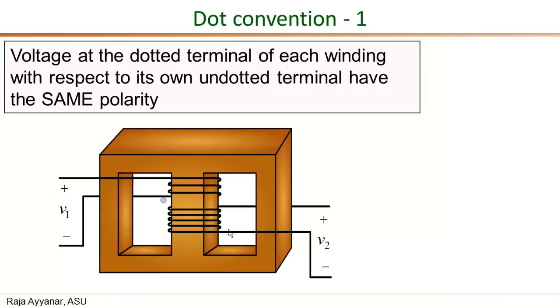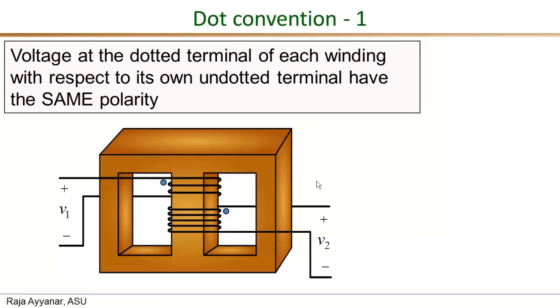If I arbitrarily put the dot at the top end for the first coil, then whenever this dotted end is positive with respect to the lower undotted end, here also whichever is the dotted end will be positive with respect to the undotted end. Therefore here I should also place the dot at the top, which satisfies this statement: whenever the dotted end is positive with respect to the undotted end in the first winding, it immediately implies that in the second winding also the dotted end would be positive with respect to its own undotted end.